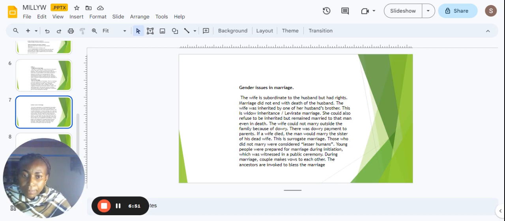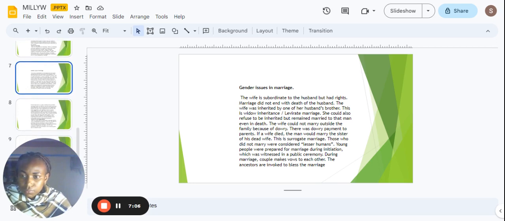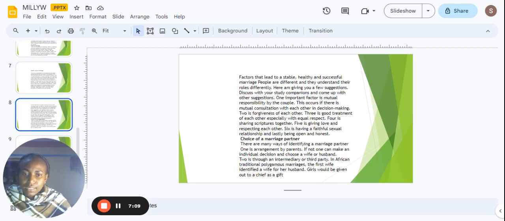Young people were prepared for marriage during initiation, which was witnessed in a public ceremony. During marriage, couples make vows to each other. The ancestors are invoked to bless the marriage. Let's look at the factors that will contribute to a stable, healthy, and successful marriage. People are different and they understand their roles differently. So here I'm giving suggestions.